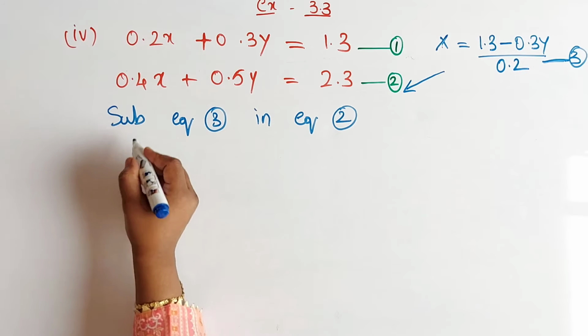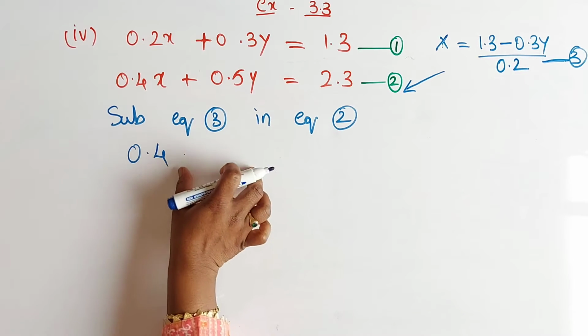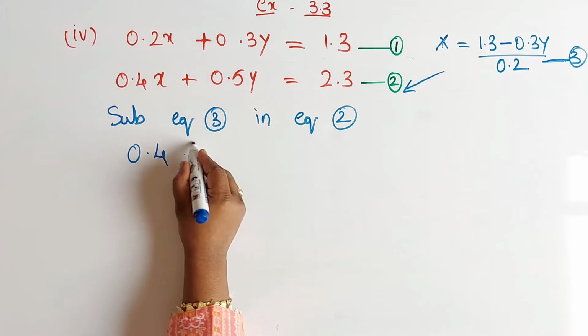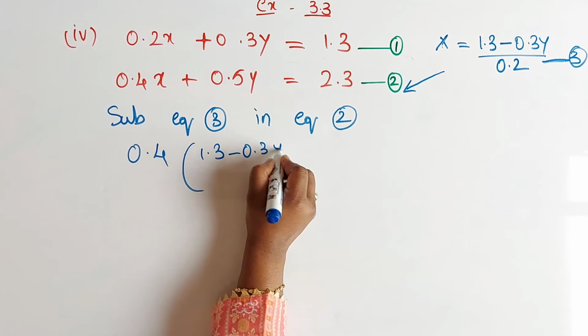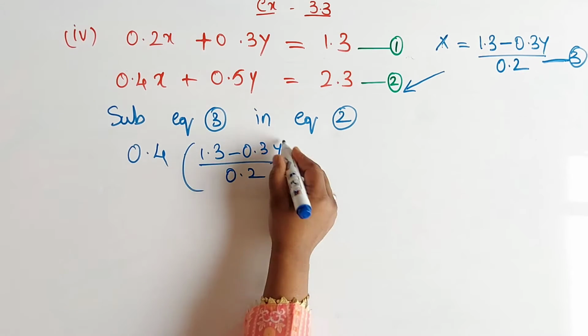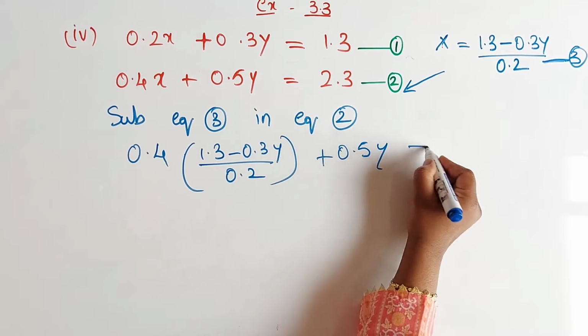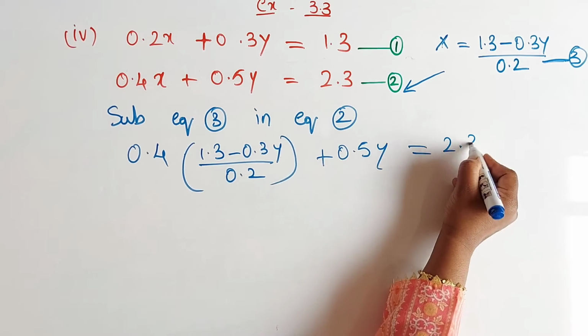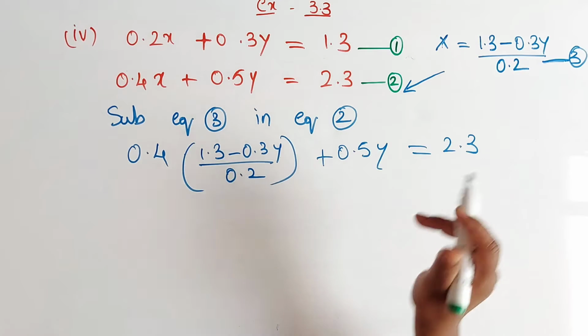What is the second equation? 0.4x. In place of x value, we are writing this one. 1.3 minus 0.3y divided by 0.2 plus 0.5y equal to 2.3. This is second equation. Correct, children? We just replace x value with this third equation.